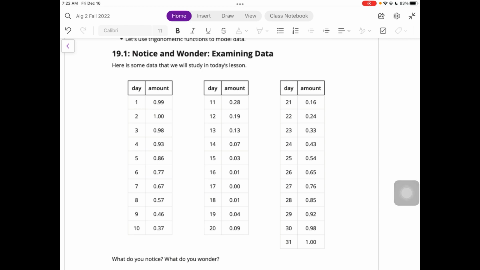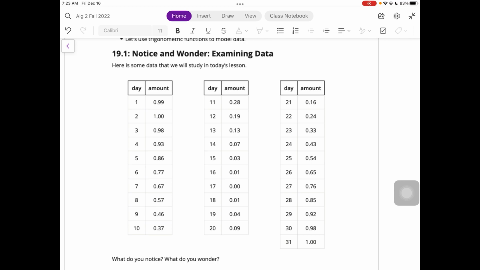So I wonder, what do they represent? We know that the first column is days, but amount of what? And then, why do the numbers change? They're not the same numbers when you decrease as when you increase. Why are those numbers different? Why is it not a constant rate?